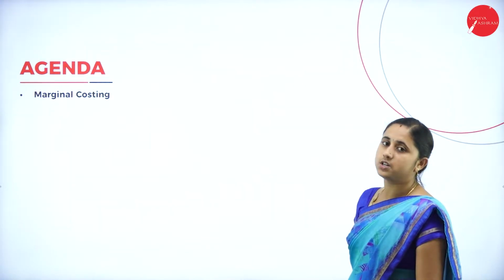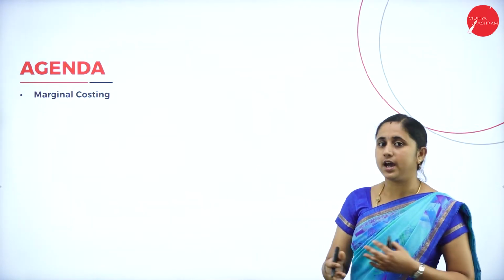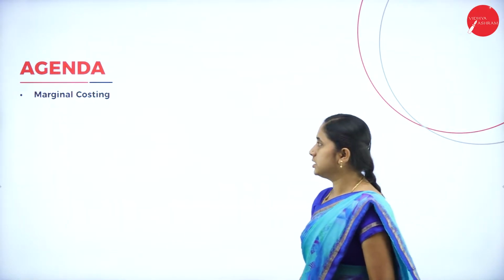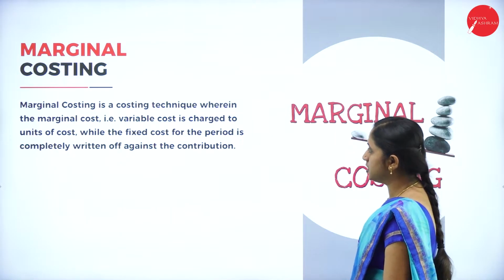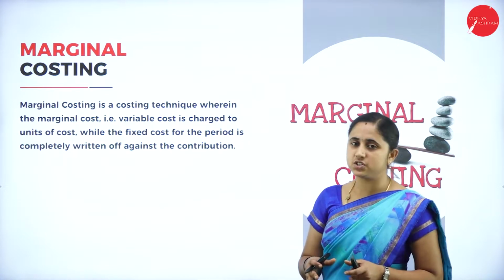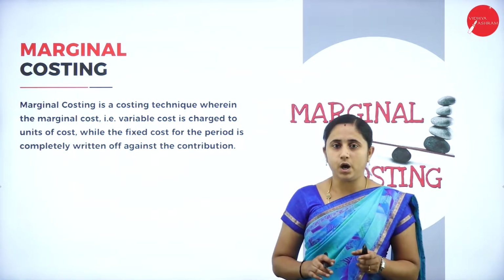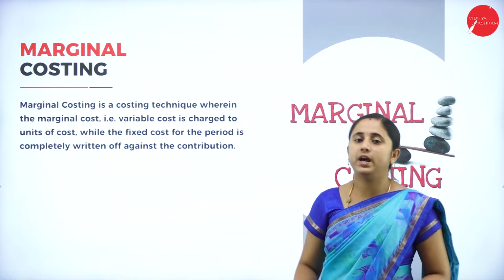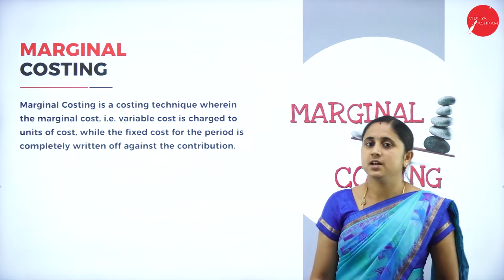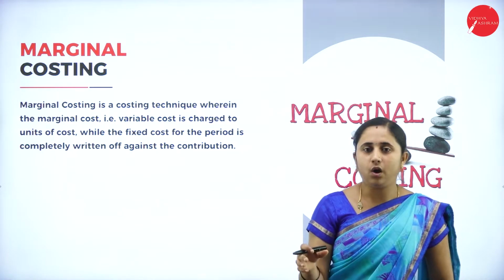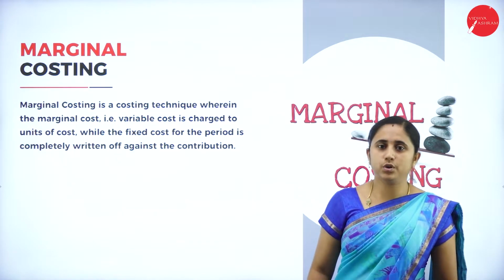So what is marginal costing? Then the formula of marginal costing and related topics. So let us begin with today's session, marginal costing. Marginal costing is used to calculate the changes in the cost when you are producing one more unit. That means the changes in the total cost to produce one more unit.